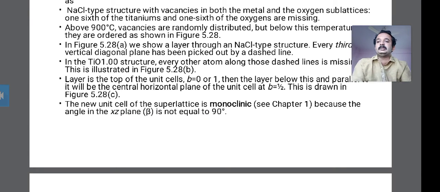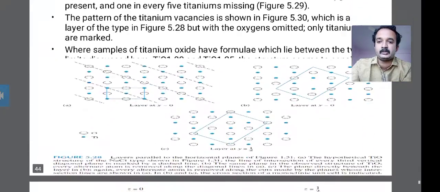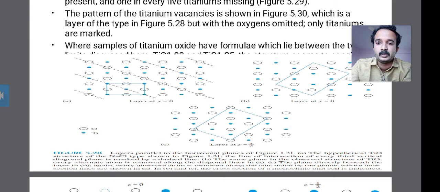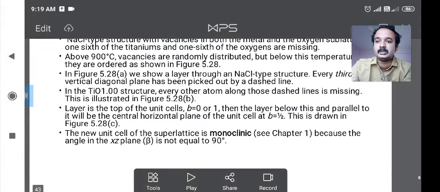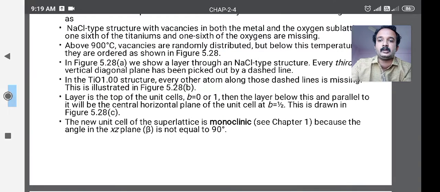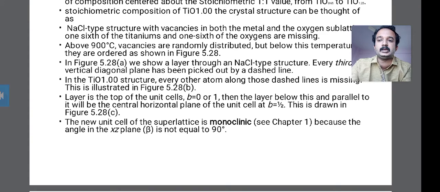Next, in the TiO 1.00 structure, every other atom along these dashed lines is missing. This is illustrated in diagram b, which shows the TiO 1.00 structure. The dashed lines are missing in this structure, which means the atoms along these dashed lines are missing. This is illustrated in figure b.